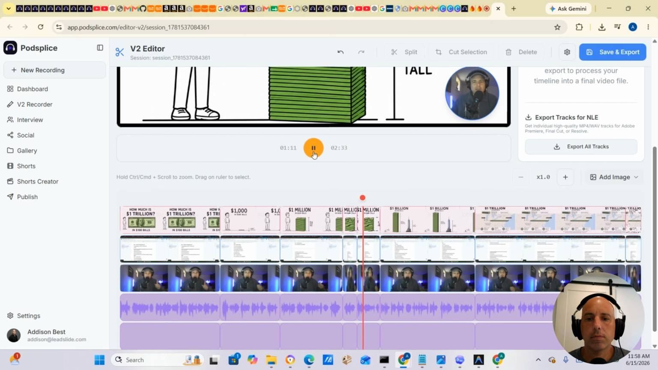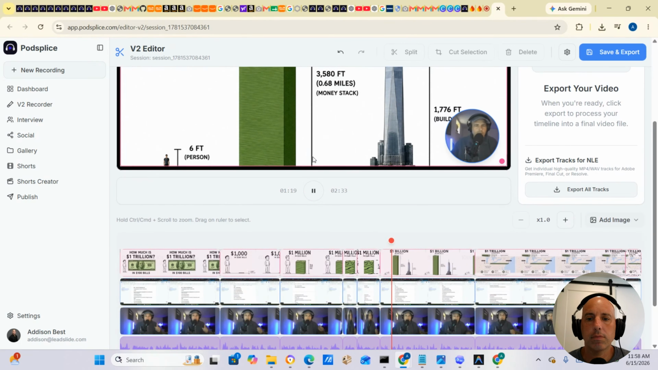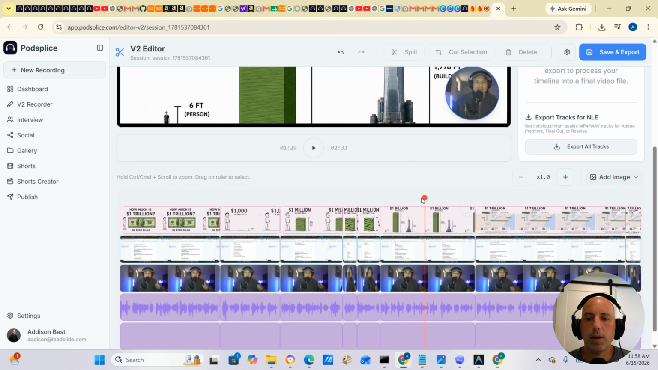$1 million is a lot of money, but physically it isn't nearly as much as most people expect. Let's keep going. Now here's where things start to get interesting. $1 billion is $1,000 million. In $100 bills, the stack would be about 3,500 feet tall.